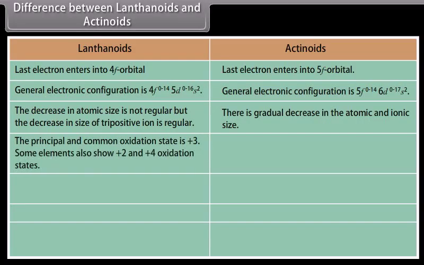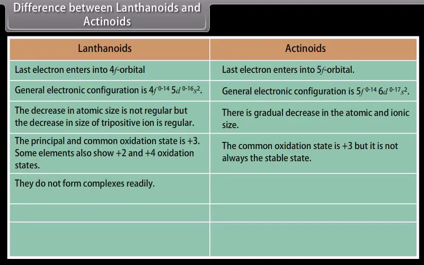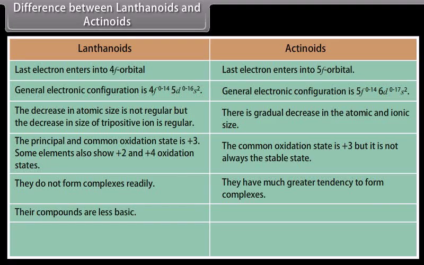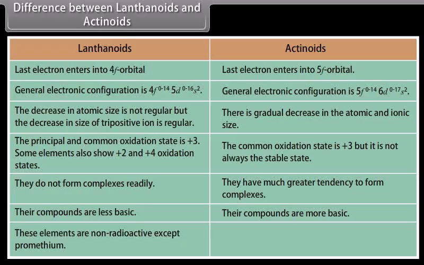In lanthanoids, the principal and common oxidation state is +3. Some elements also show +2 and +4 oxidation states, whereas in actinoids, the common oxidation state is +3, but it is not always the stable state. Lanthanoids do not form complexes readily, whereas actinoids have a much greater tendency to form complexes. Compounds of lanthanoids are less basic, whereas compounds of actinoids are more basic. Lanthanoids are non-radioactive except promethium, whereas actinoids are all radioactive.